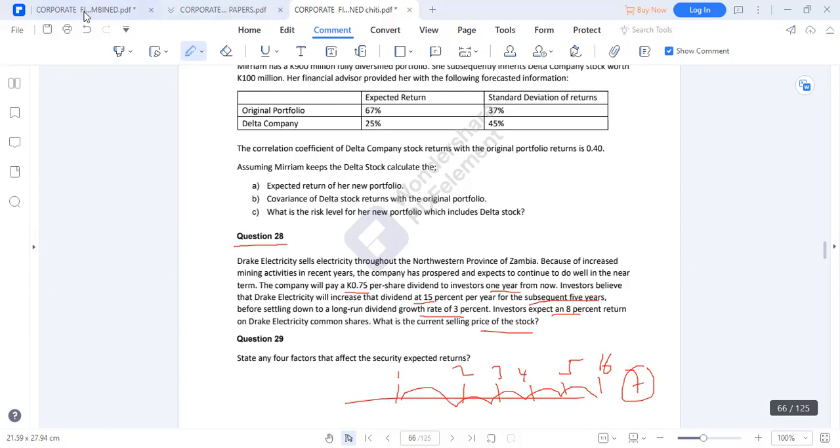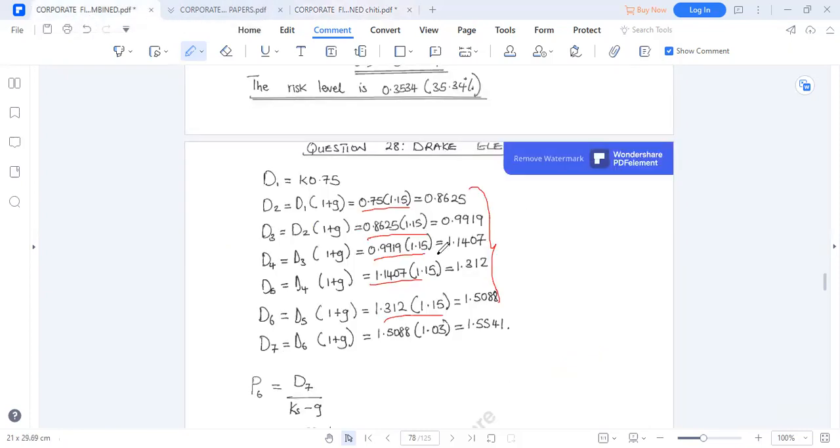Otherwise, this was inevitable because we're starting from D1. If we're starting from D0, we'd have done it the normal way. So listen to my video again and see exactly what I did when I was explaining the projections using the number line. All right.